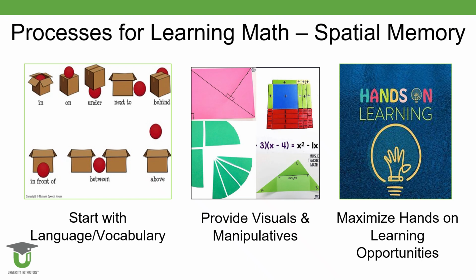Next, we move to visuals and manipulatives, which we touched on a bit when discussing directionality. The more students understand the spatial relationships between objects and numbers, the more concrete their understanding of a given concept. Provide visual charts with steps sequenced or pictorial references that students can use throughout the lesson.